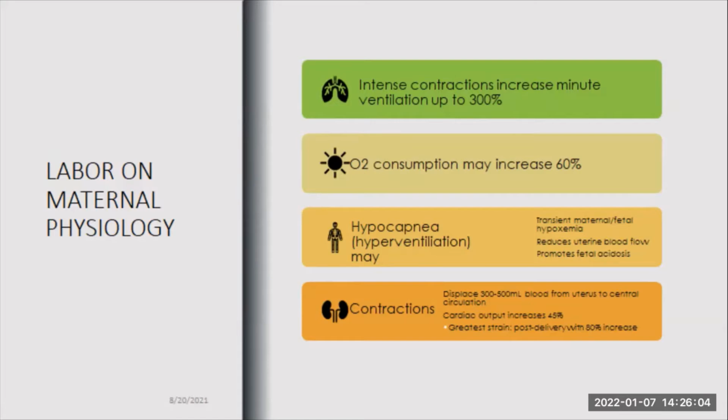Because of too much ventilation as well, you might go into a situation of hypocapnia where you're blowing off a lot of your CO2. That is why a lot of women at this stage can easily go into respiratory alkalosis.